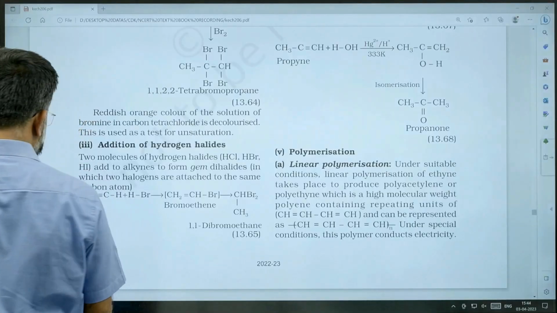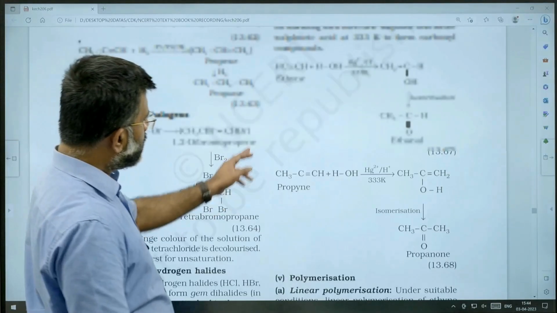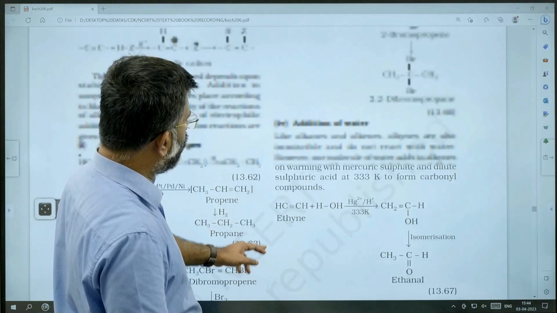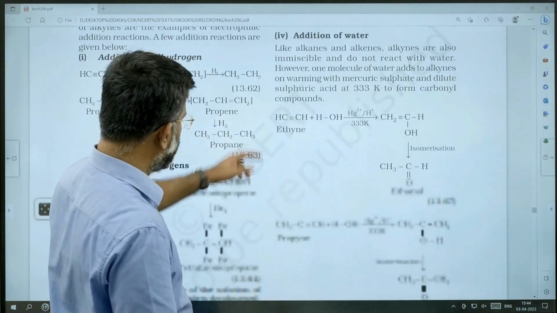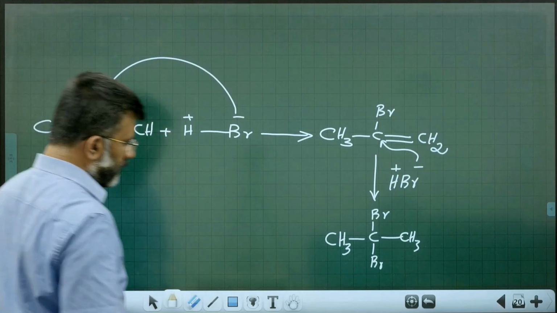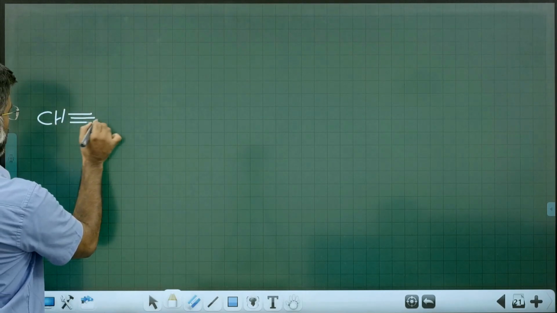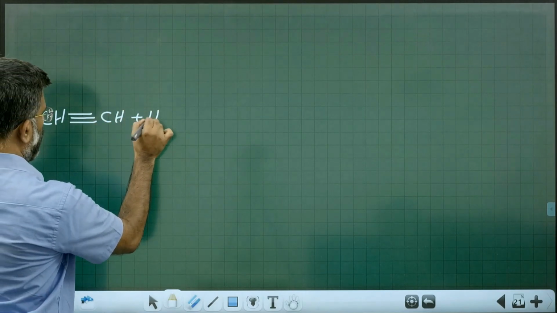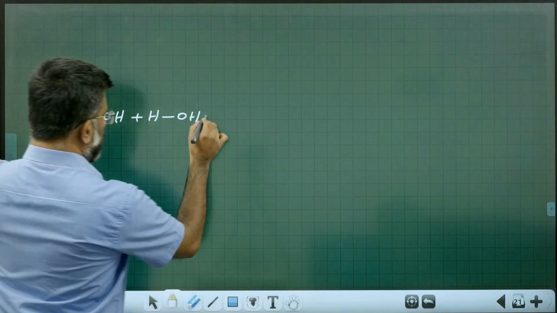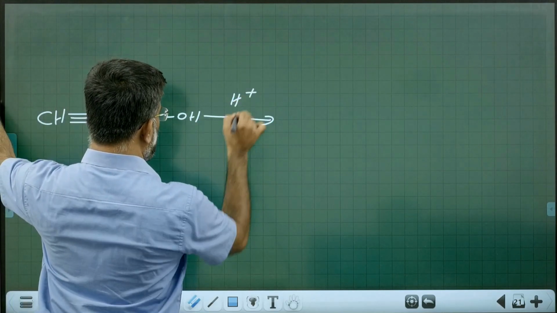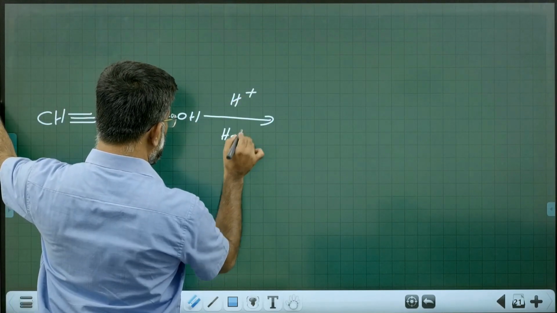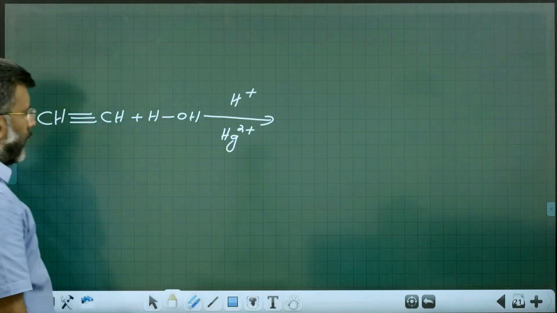Now, next is an important one. Addition of water. See, in the addition of water, there is something to be taken care of. Suppose we are adding ethyne with water. Ethyne added with water. The reaction happens in sulfuric acid medium with mercuric salt as a polarizing agent.